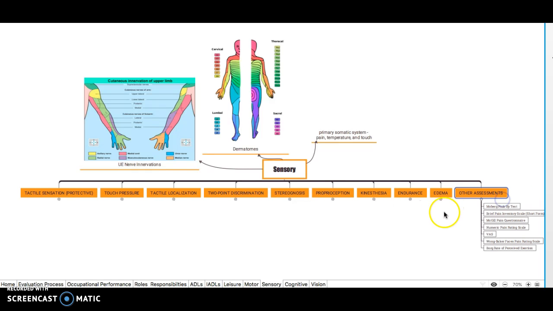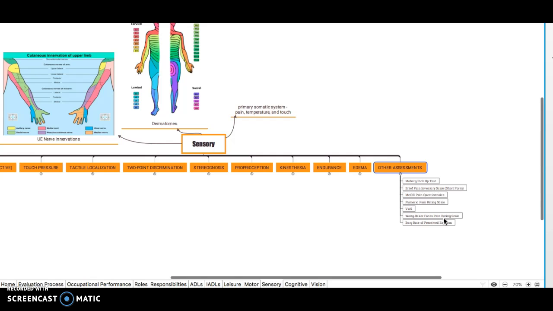Some other assessments that we did not go over in lab but that are mentioned in Vroman are the Moberg Pickup Test, the Brief Pain Inventory Scale, short form, the McGill Pain Questionnaire, Numeric Pain Rating Scale, the Visual Analog Scale, the Wong-Baker Faces Pain Rating Scale, and the Borg Rate of Perceived Exertion.